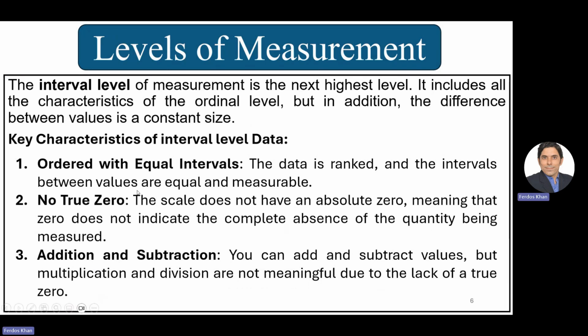The third level of data is the interval level of measurement, which is the next highest level. It includes all the characteristics of the ordinal level, but in addition, the difference between values is a constant size. So this overcomes the issue which was with the ordinal level data.